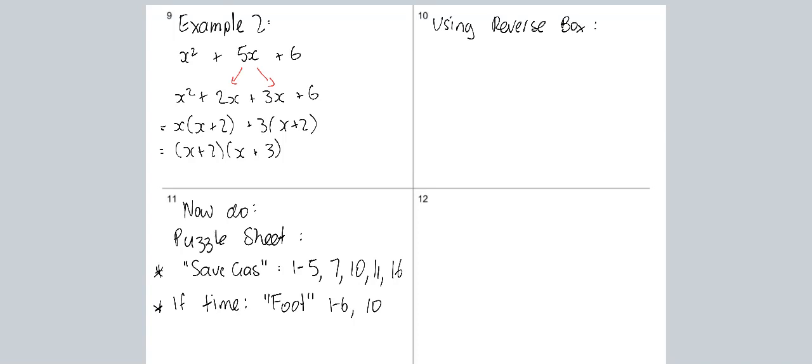What's that? Why did I choose 2x and 3x? That's a really good question. Thank you for nobody asking that. There is a more technical answer for why it works, but I'll see whether you can see the relationship yourself. What is the relationship? Look at the numbers only. What is the relationship between 2, 3, and 6?